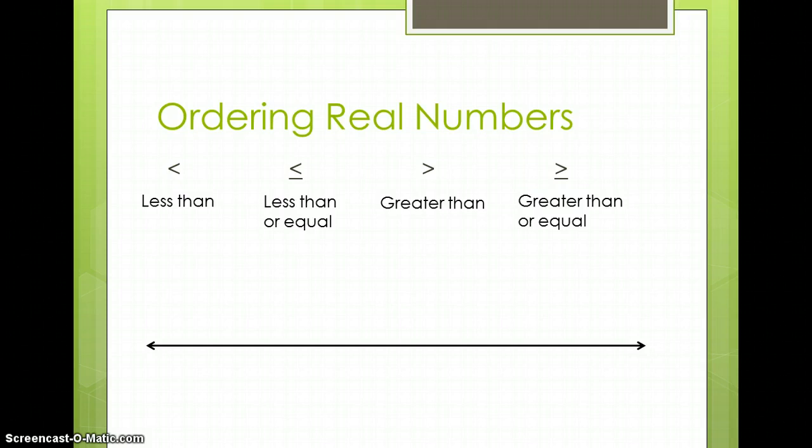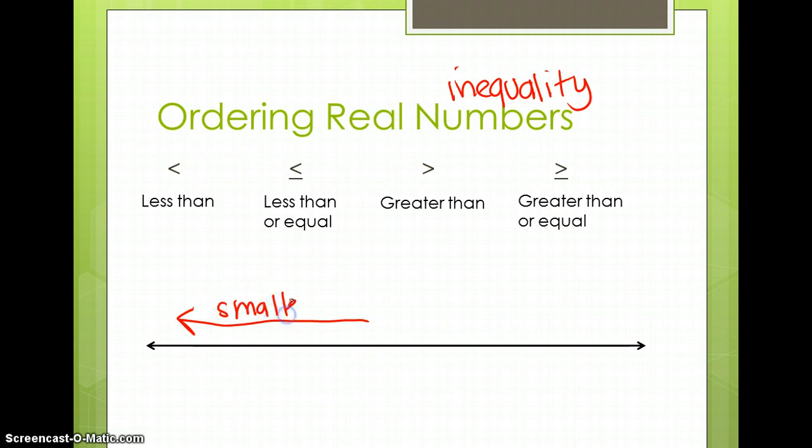Listed you see less than or equal, greater than or equal. The symbols we used to express inequality, to talk about the relative size of numbers. So when we're talking about the number line, it's basically our visual cue here. When we go to the left, we have smaller numbers. To the right, that's where we have our bigger numbers.